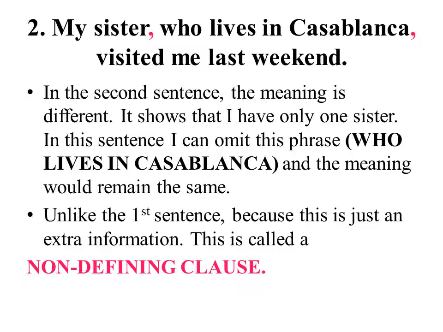All right, so this is extra information. Who lives in Casablanca is extra information. I can omit it, and the meaning would remain the same. Unlike the first sentence that we saw together, because this is just extra information. This is what we call a non-defining clause. So this is the difference between defining and non-defining.